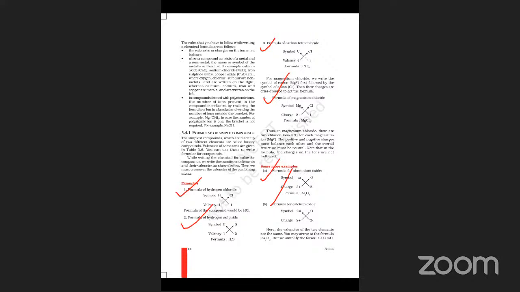How do we, after writing the chemical formula, understand which ion is negative and which is positive? If it is a metal, it is positive. If it is a non-metal, it is negative.